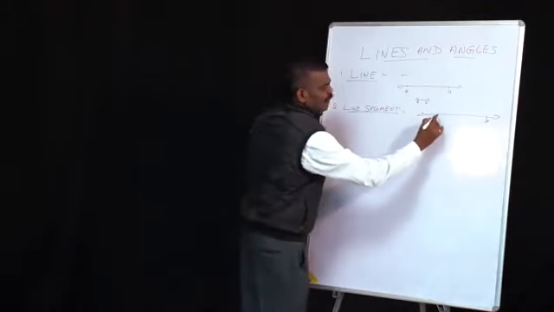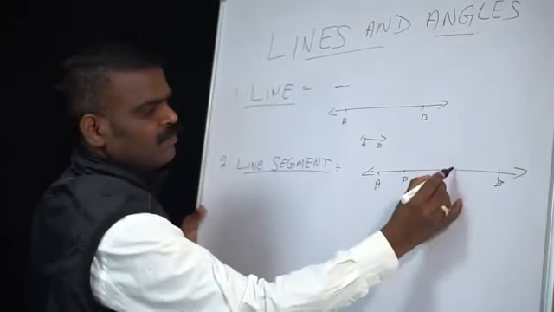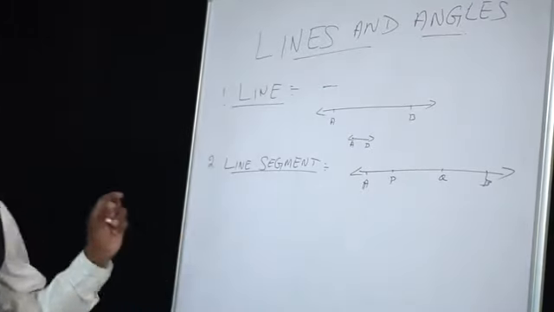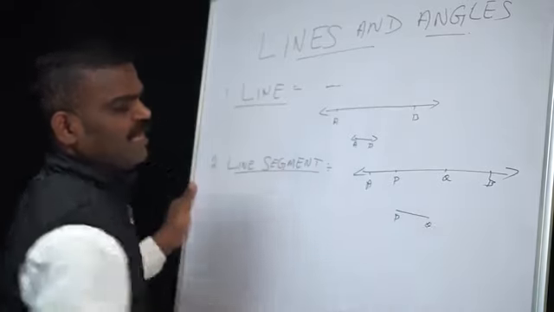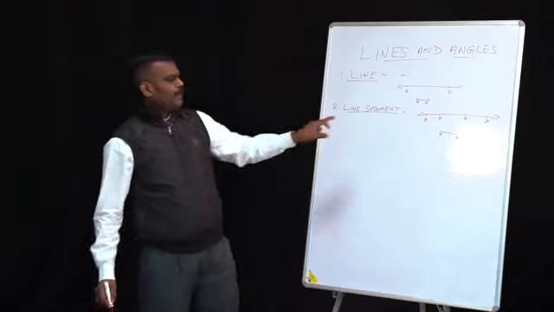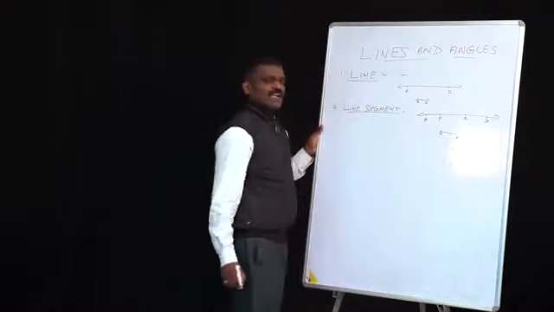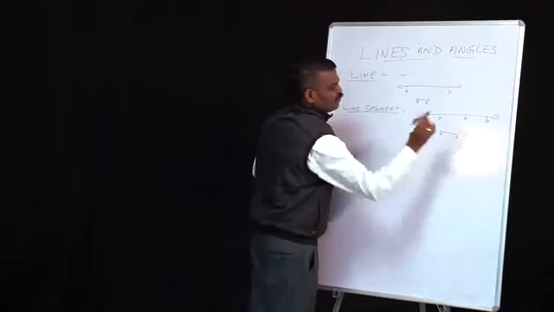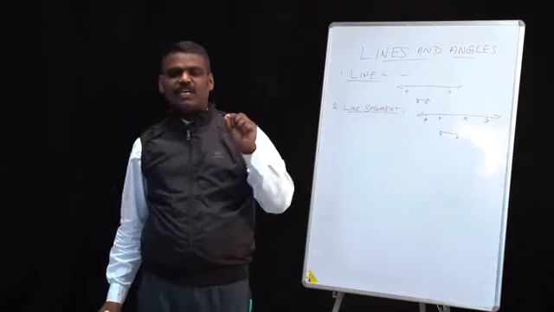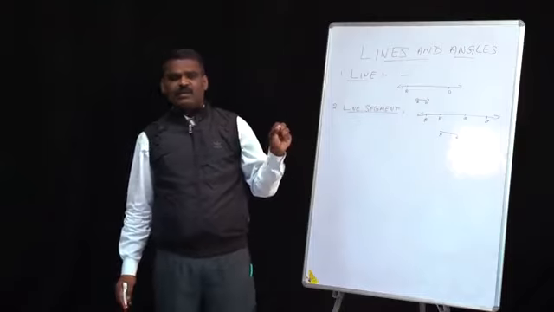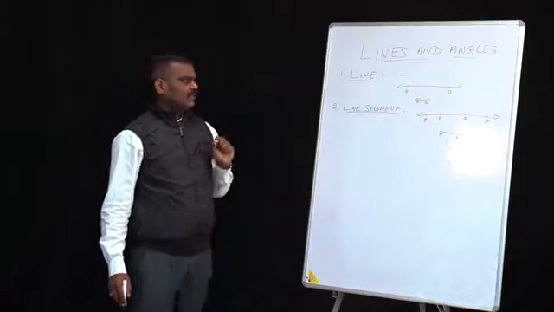Suppose you take a point called P on the line AB, and another point called Q. Now PQ, you just cut off and you can take a portion of line AB. So this PQ has a starting point, starting from point P, and an ending point, it ends at Q. So line segment is a part of a line which has a starting point as well as an ending point. Clear? You can also write it down.